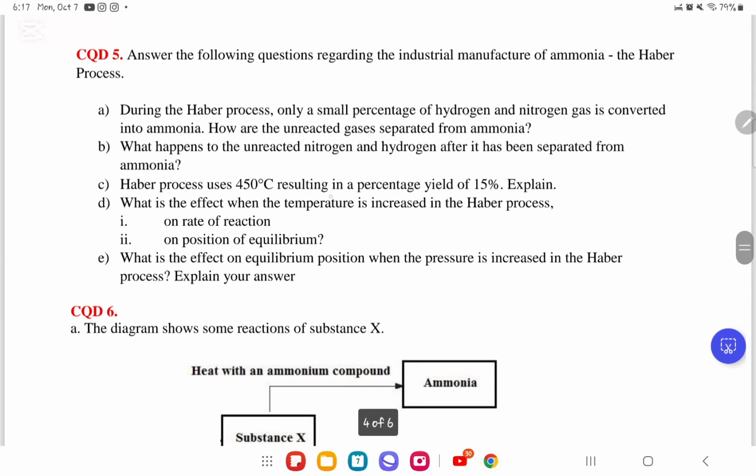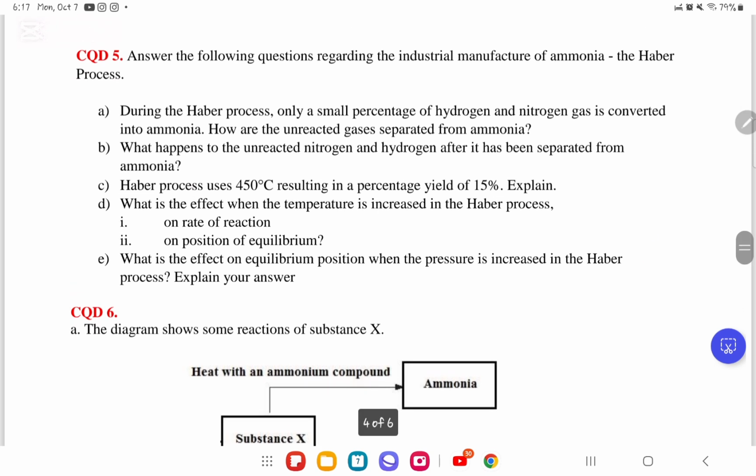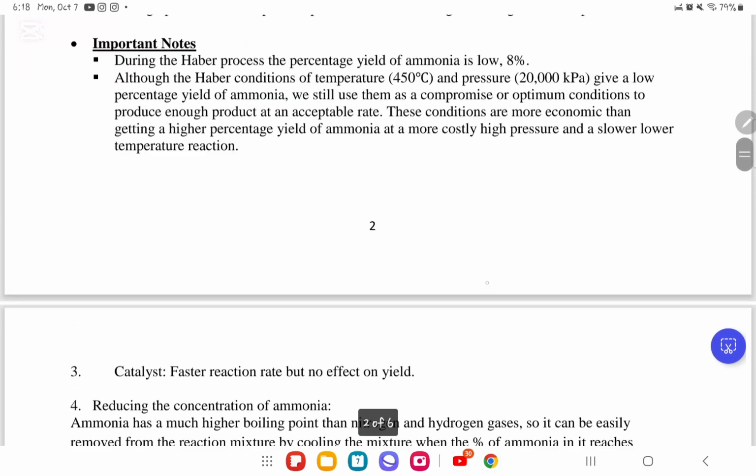Now, CQD number 5. Answer the following questions regarding the industrial manufacture of ammonia, the Haber process. During the Haber process, only a small percentage of hydrogen and nitrogen gas is converted into ammonia. How are the unreacted gases separated from ammonia? They are separated by what? By cooling. So let's go up and see what they mean exactly.